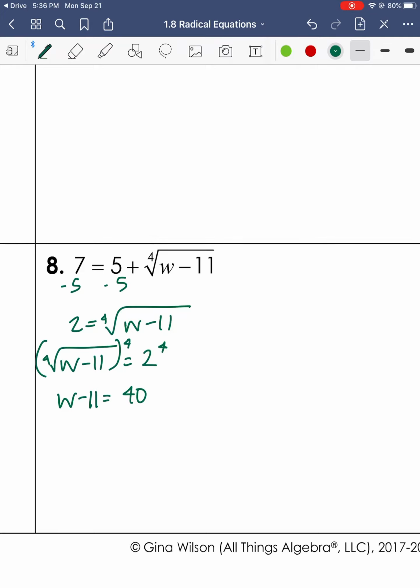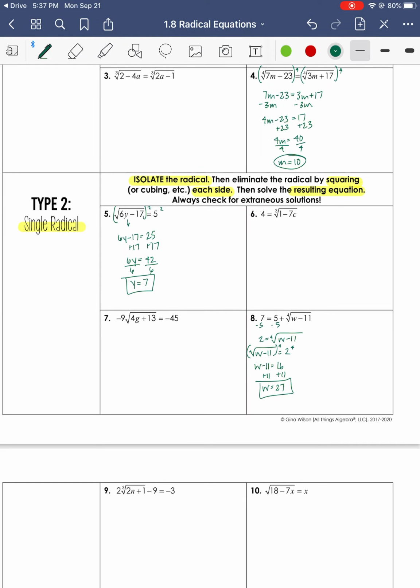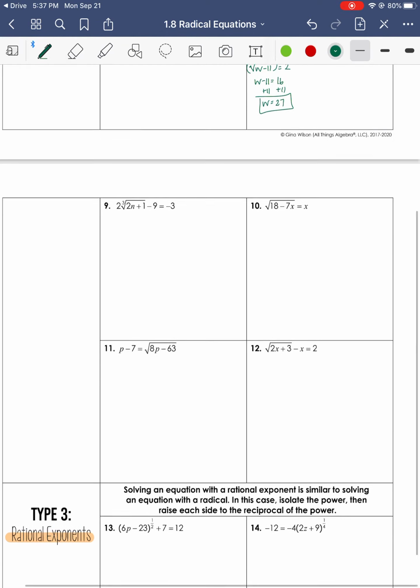And then we're going to, it's 16. Then we're going to add 11 to both sides. We get w is equal to 27. My goodness, I'm trying to go way too fast. Okay, w is equal to 27. And that is that. Okay?